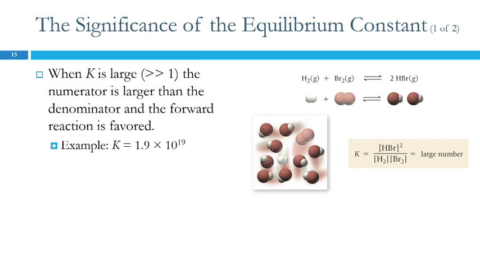So when K is big, much larger than 1, and that's not like 10 being much larger than 1. That's something like 1.9 times 10 to the 19th. That's much larger than 1, right? Some of these equilibrium constants are huge. I mean, they're just really, really big. What that tells us is that the concentration of products must be large and the concentrations of reactants must be small in order for K to be a big number. Does that make sense? So a large equilibrium constant tells us the equilibrium lies far to the right.